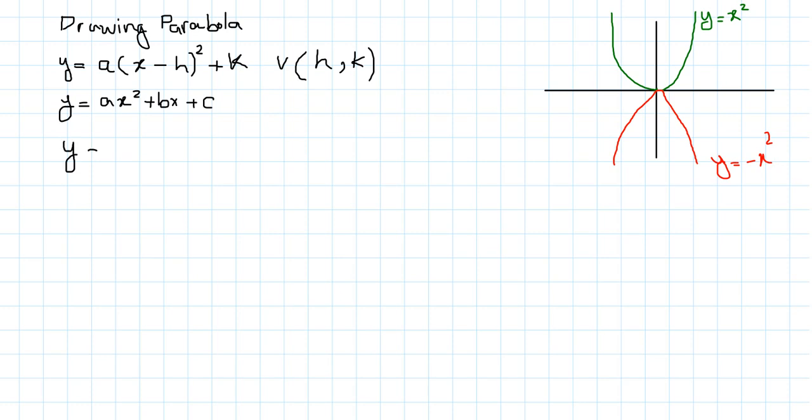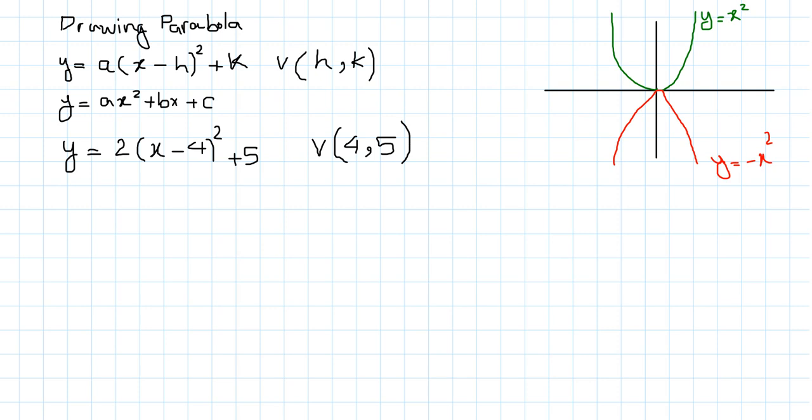Let's go to this example. We have y equals 2 times (x minus 4) squared plus 5. You see it is the vertex form, so I can easily write the vertex coordinates. Because it is minus 4, I write 4 here and 5 itself. It is my vertex.